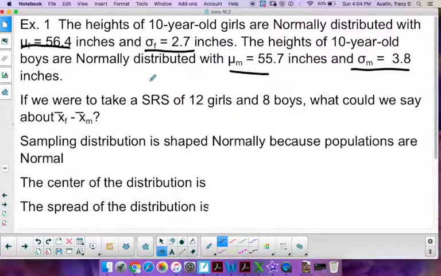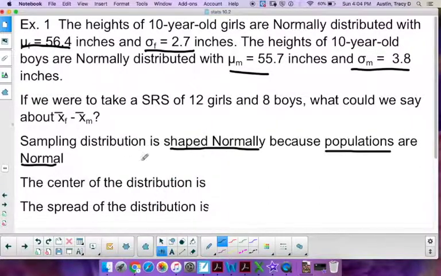Okay, we're going to take a simple random sample of 12 girls and 8 boys, so that's 20 total, right? What could we say about the mean, the difference of the means? Okay, so the sampling distribution is shaped normally because the populations are normal, and that takes care of the fact that our sample size isn't bigger than 30 for both the girls and the boys.